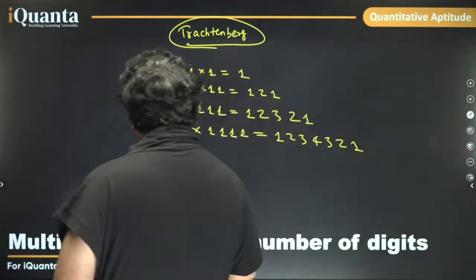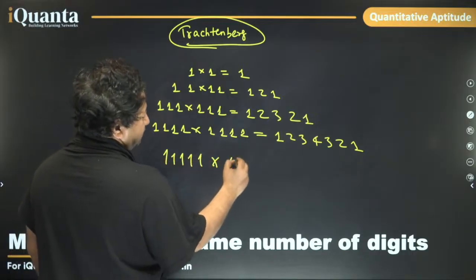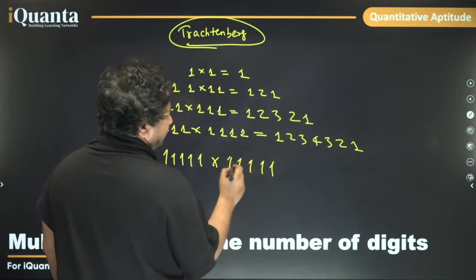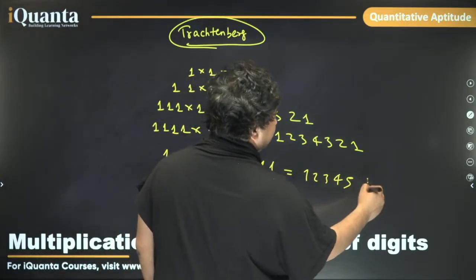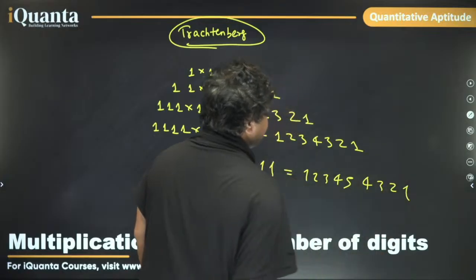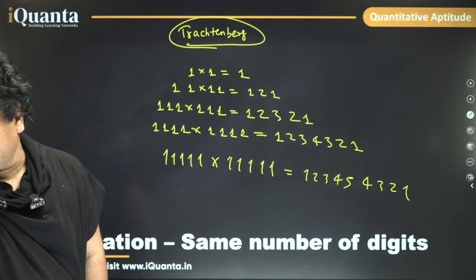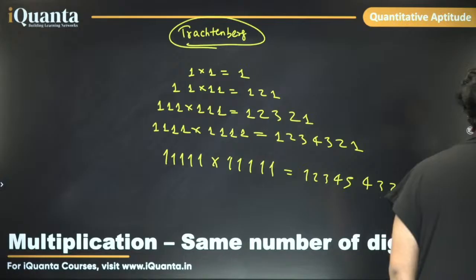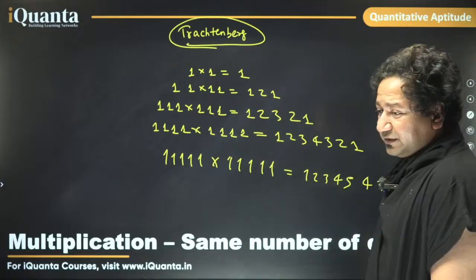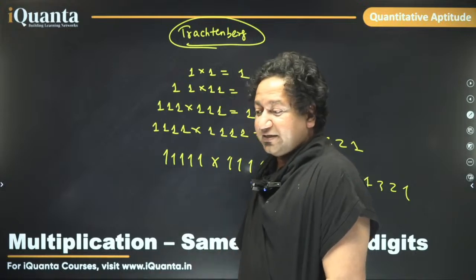If it is five 1s, it will be 1, 2, 3, 4, 5, then 4, 3, 2, 1. So how are things getting multiplied? He tried to find out a trick to it, obviously for young school kids. After the war was over, he survived, and his wife helped him get out of the prison. That's a different story altogether.